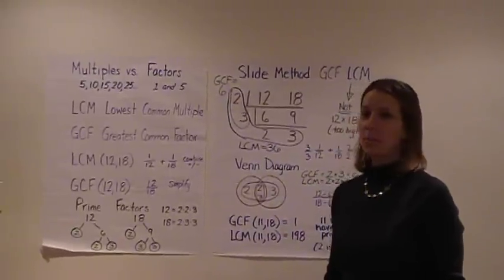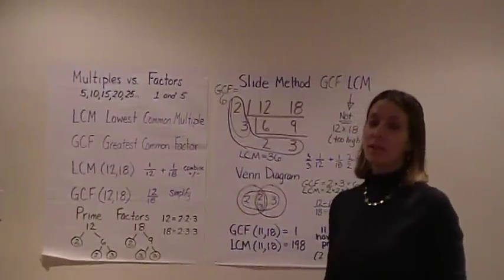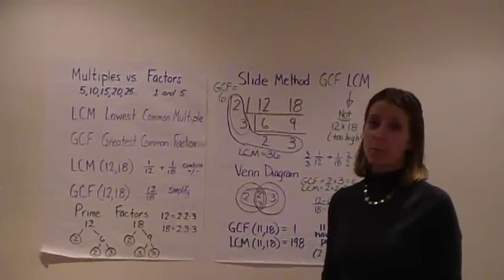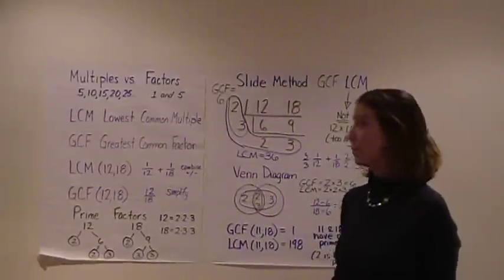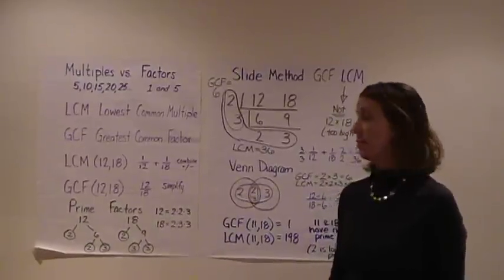So first I'm going to talk about the multiples of 5. There's lots and lots of multiples of 5. You can just do 5, 10, 15, 20. How many multiples of 5 are there? There's an infinite number of multiples, as opposed to the factors of 5 that multiply to 5. There's just 1 and 5.